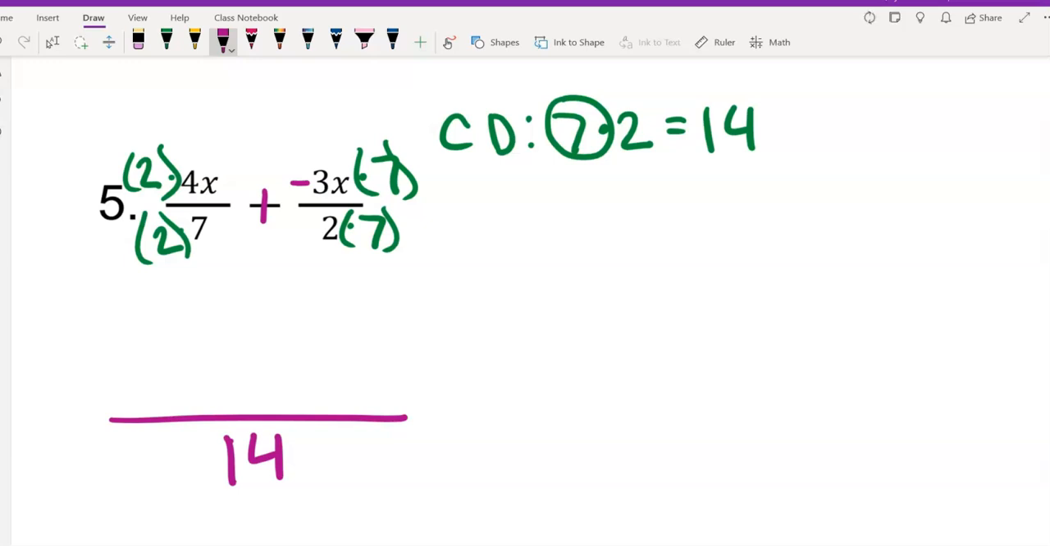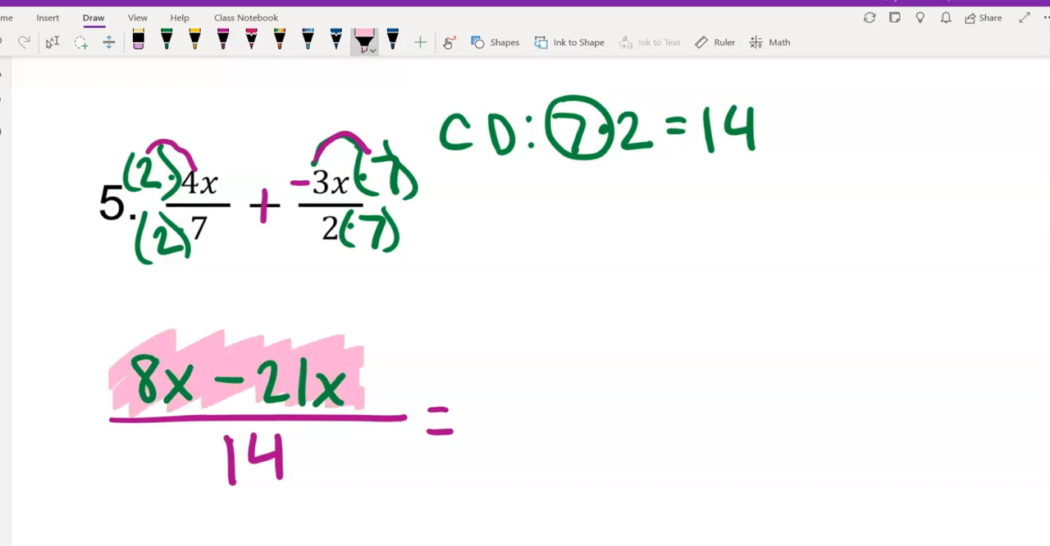Now we need to distribute the top. 2 times 4x is 8x. And negative 3x times 7 is negative 21x. Now, we do need to simplify this numerator. These are like terms. They both have just an x. So 8 minus 21 gives us negative 13x over 14.